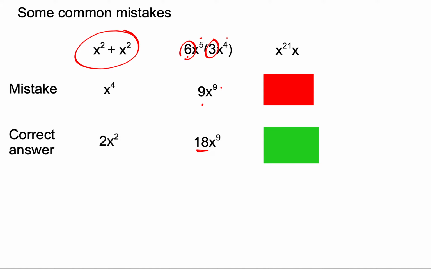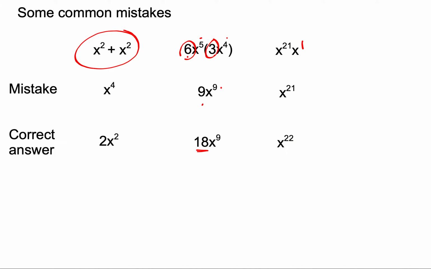Next one, x to the 21st times x. Common mistake is to say x to the 21st. Now what's missing there is that this other x is as though it's an x to the 1st. The 1 just didn't get written. Which means the correct answer would actually be x to the 22nd.